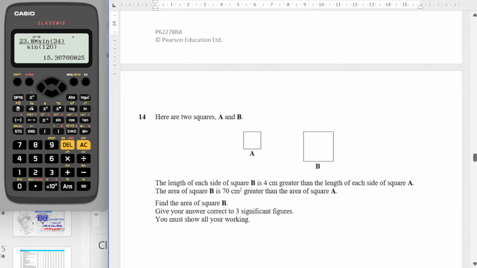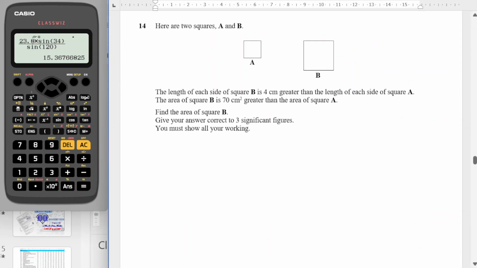Okay, question 14. Here are two squares, A and B. The length of the sides of square B is 4 times the length of the sides of square A. The area of square B is 70 centimeters greater than the area of shape A. Find the area of shape B, giving your answer correct to 3 significant figures.